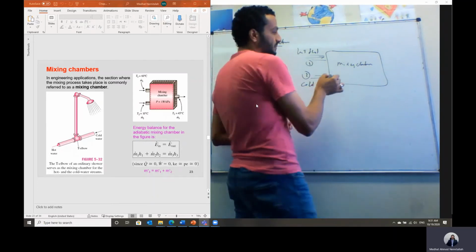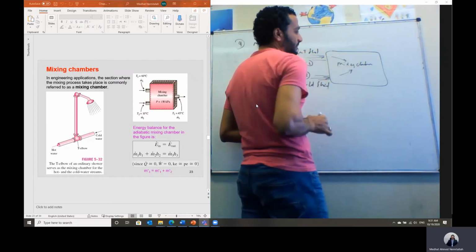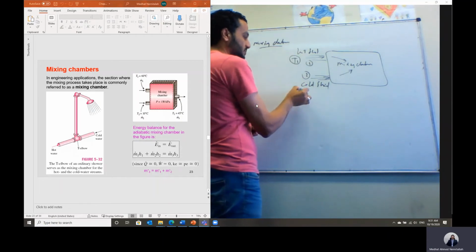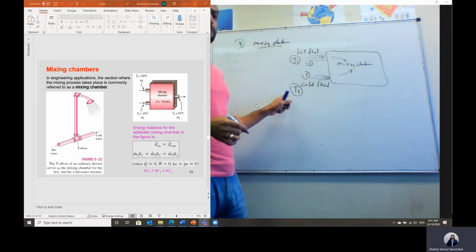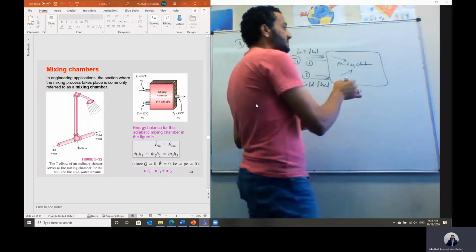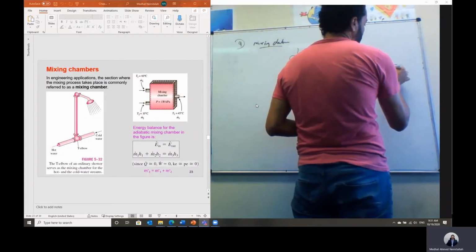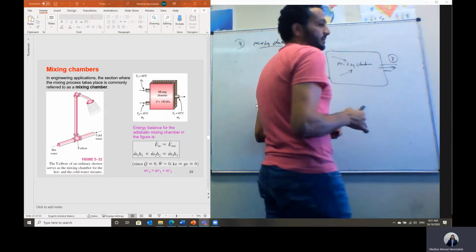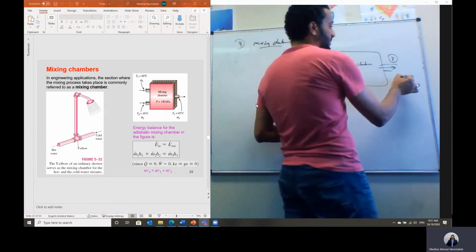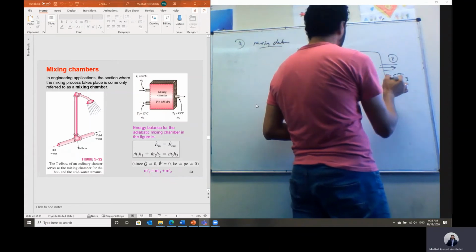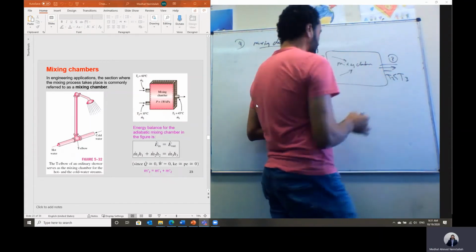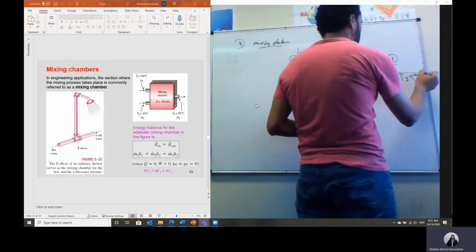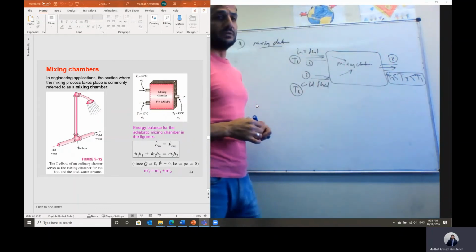Both of them are mixed inside this mixing chamber. The hot fluid is coming in, let's say, at temperature T1, and this one is coming in at T2. T2 is less than T1. Then in this case, they can heat up the cold fluid, and we can have a mixture leaving, let's say, at state number 3. In this case, the temperature T3 should be greater than T2, the temperature of the cold fluid, and it should be less than the temperature of the hot fluid.